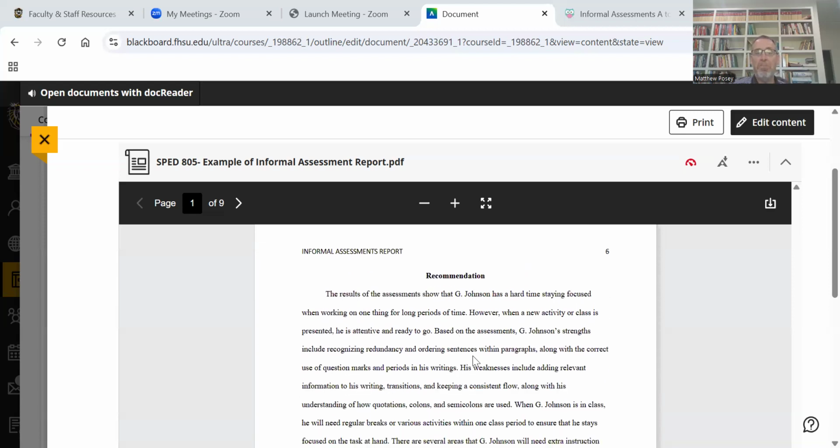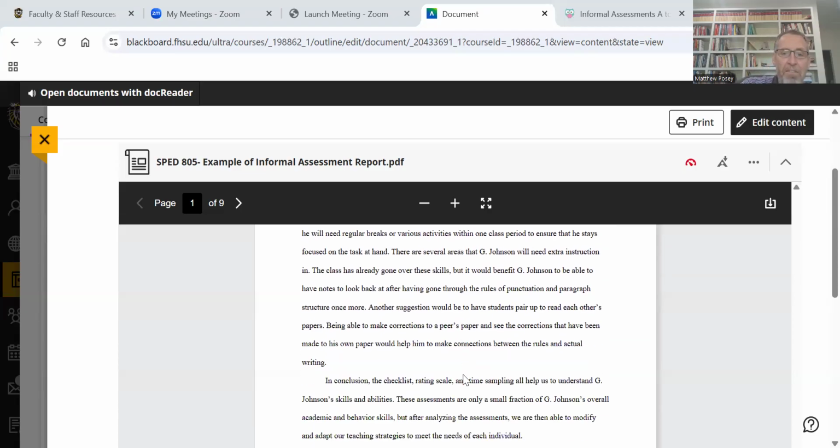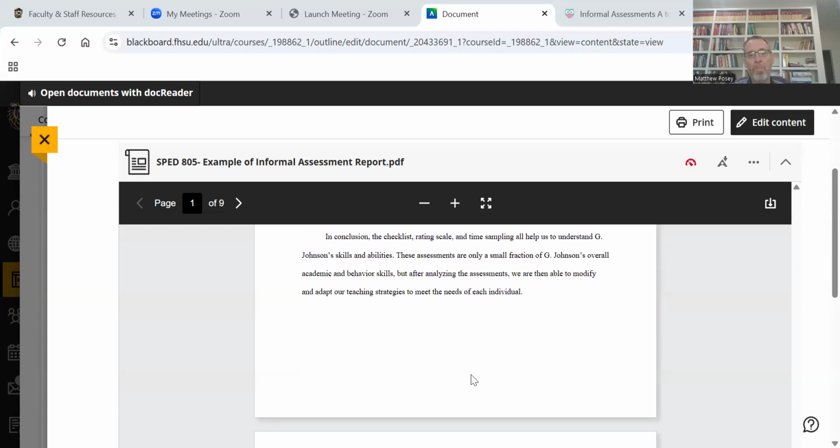Next section, recommendation. Based on the data you collect, you're making a recommendation. You want to identify the strengths and weaknesses based on the assessment you gave, and then you're making a recommendation on what possibly should be done with the student moving forward. Is it a behavioral thing that you assessed, or is it a core subject area? And just giving some basic ideas on what can be done.